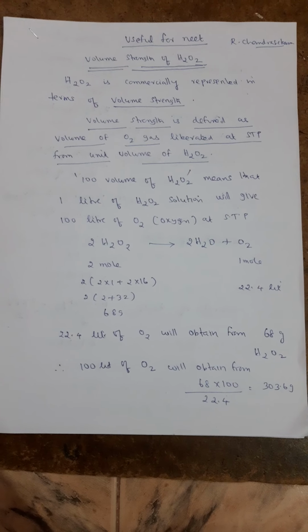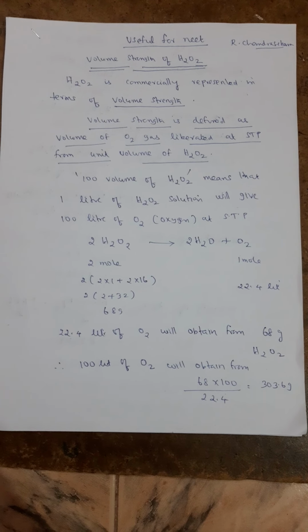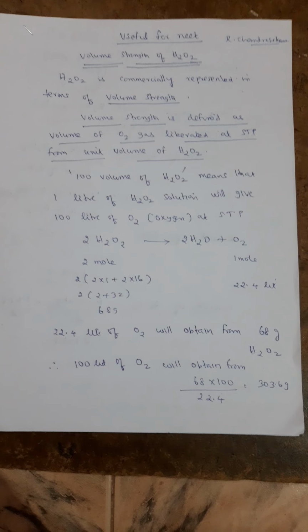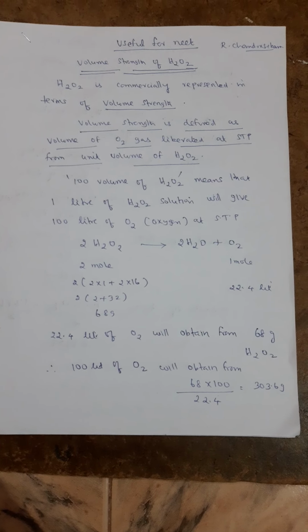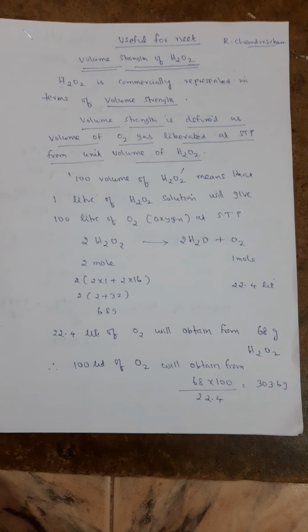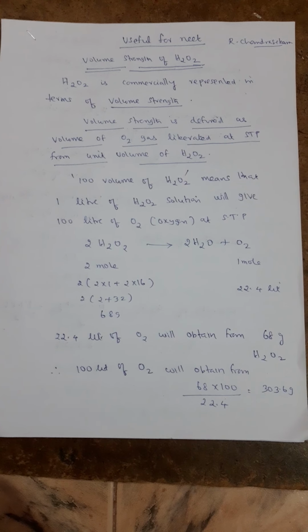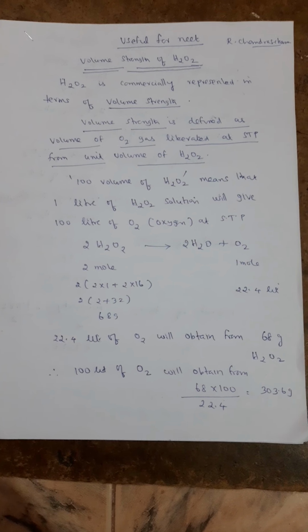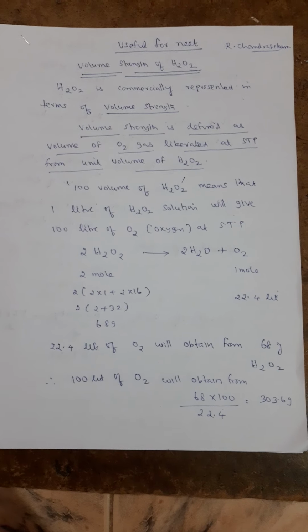Hydrogen peroxide is commercially represented in terms of volume strength. Volume strength is defined as the volume of oxygen gas liberated at STP from unit volume of hydrogen peroxide.